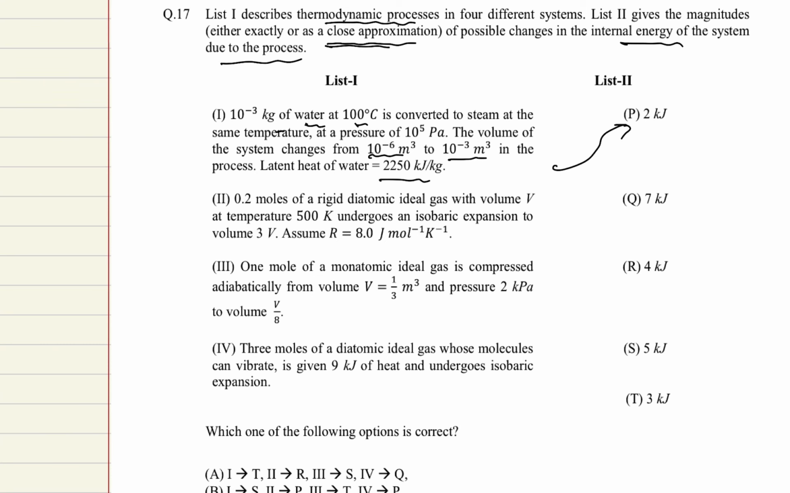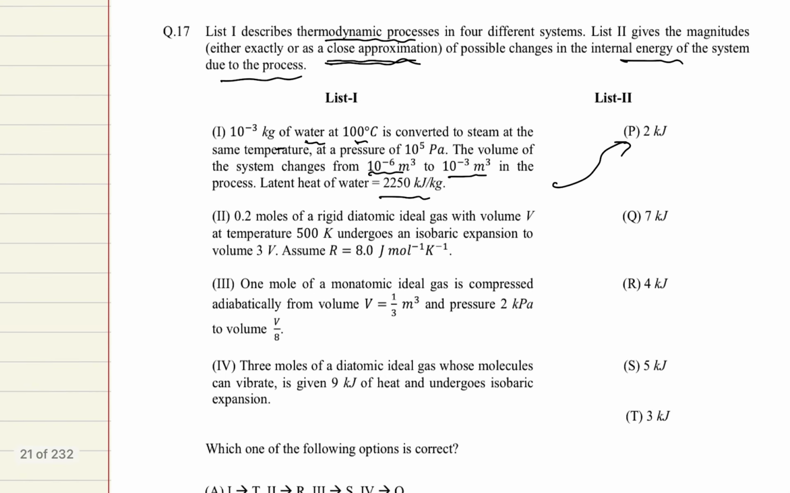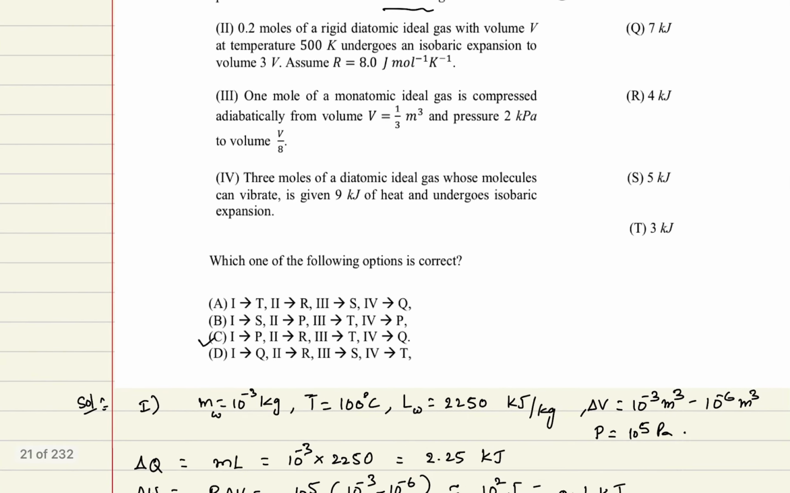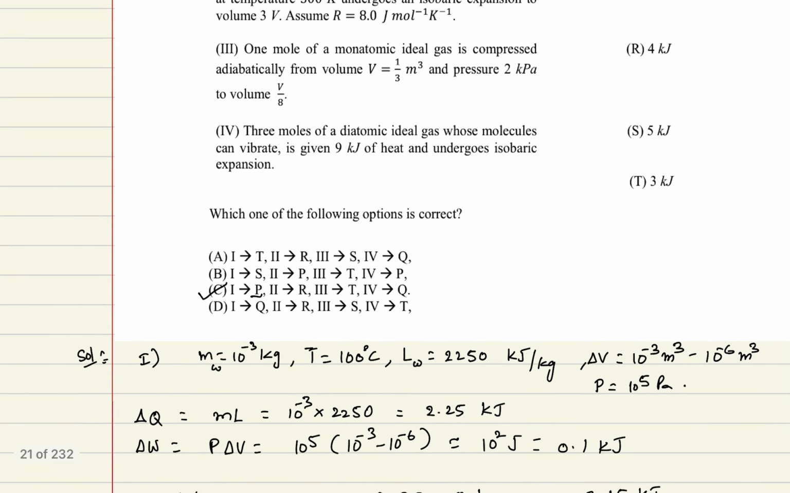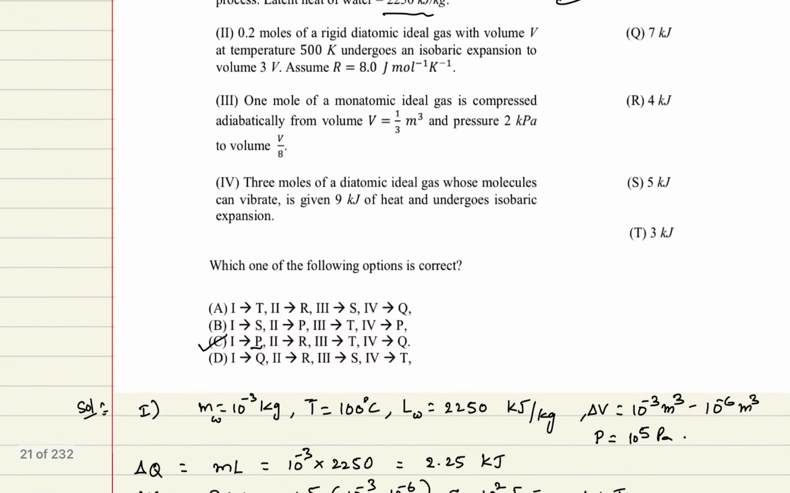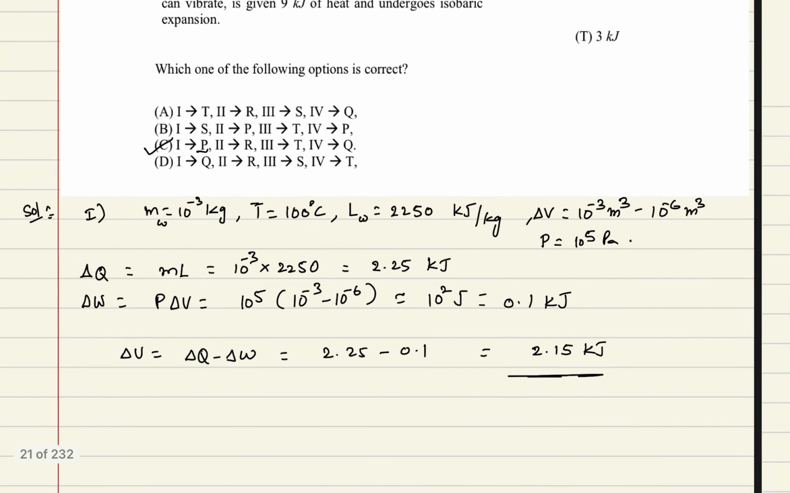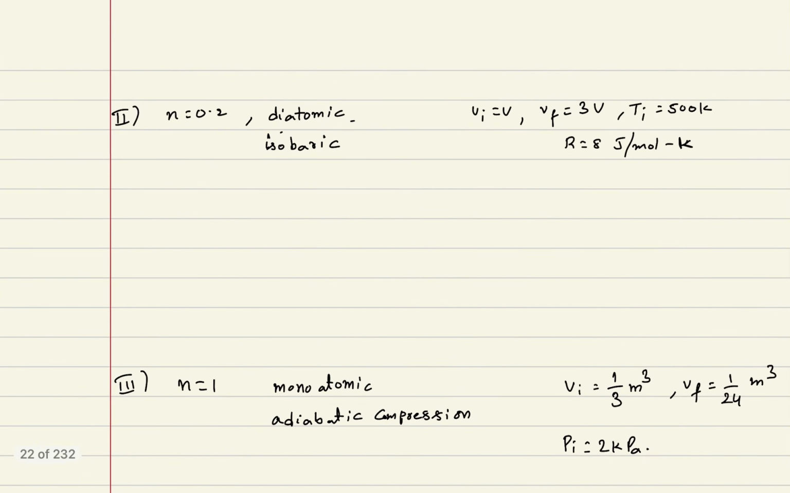Is there any option like this? Approximated value is 2. Why? Because they are asking for a close approximation. So the first one is P. Only one option is there, this we can tick. Okay. C. Directly after looking at that we can take the answer. Anyway, we will do the remaining things also.